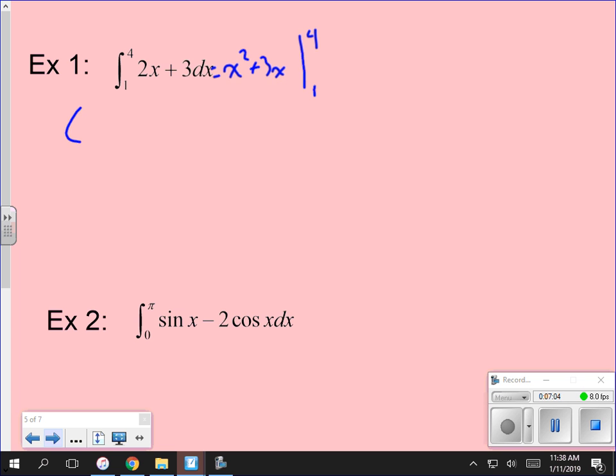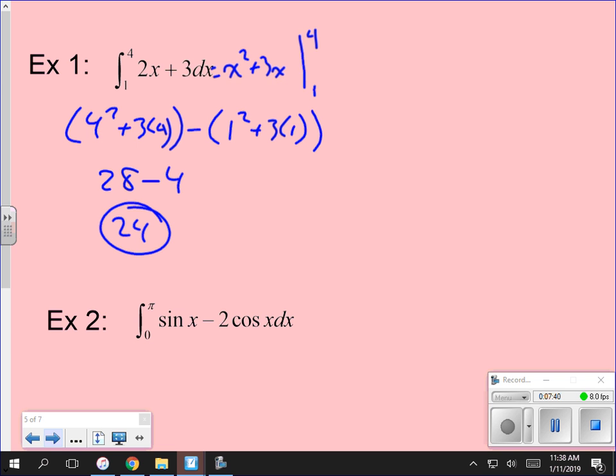So this is 4 squared plus 3 times 4, minus 1 squared plus 3 times 1. Evaluate the function at 4, evaluate the function at 1. Upper bound minus lower bound. 4 squared is 16. 3 times 4 is 12. 16 plus 12 is 28. 28 minus 1 plus 3 is 4. 28 minus 4 is 24.